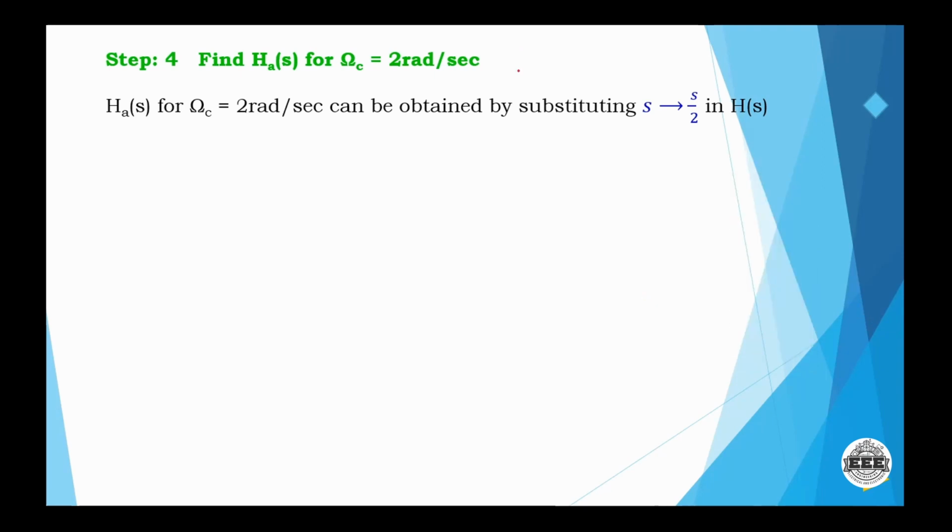So this is a low pass filter. As per our drawing of the frequency response, we determined that this is a low pass filter. For a low pass filter, to determine HA of S, we substitute S divided by the cutoff frequency value. What cutoff frequency value do we get? We get the cutoff frequency value is 2.